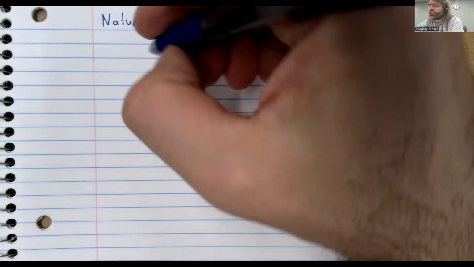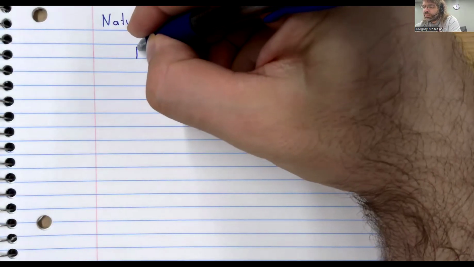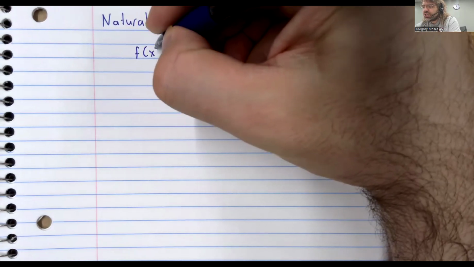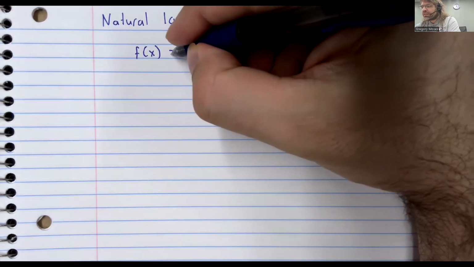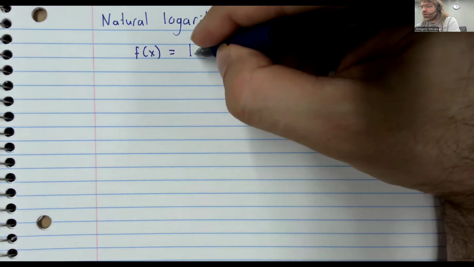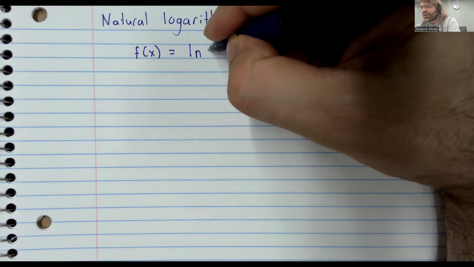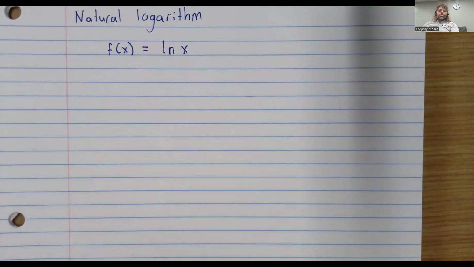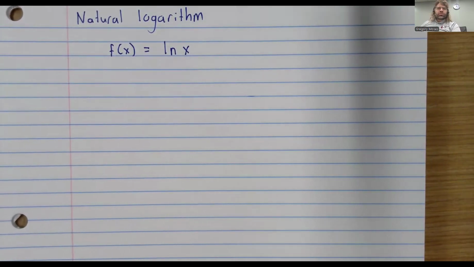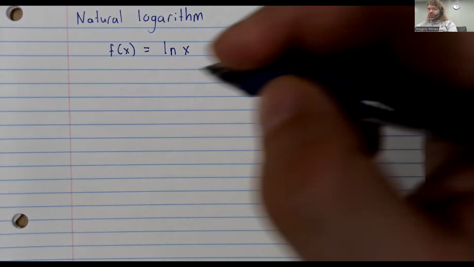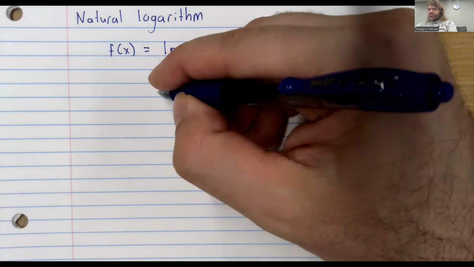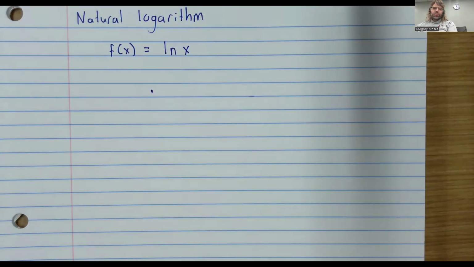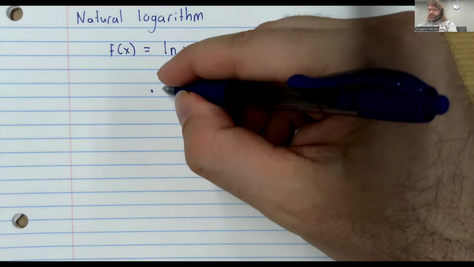So the natural logarithm is a function written f of x equals ln x. I'll show you the graph in a moment, but for now, I'll just state some facts about the natural logarithm. We'll, I guess, start with the most important one.